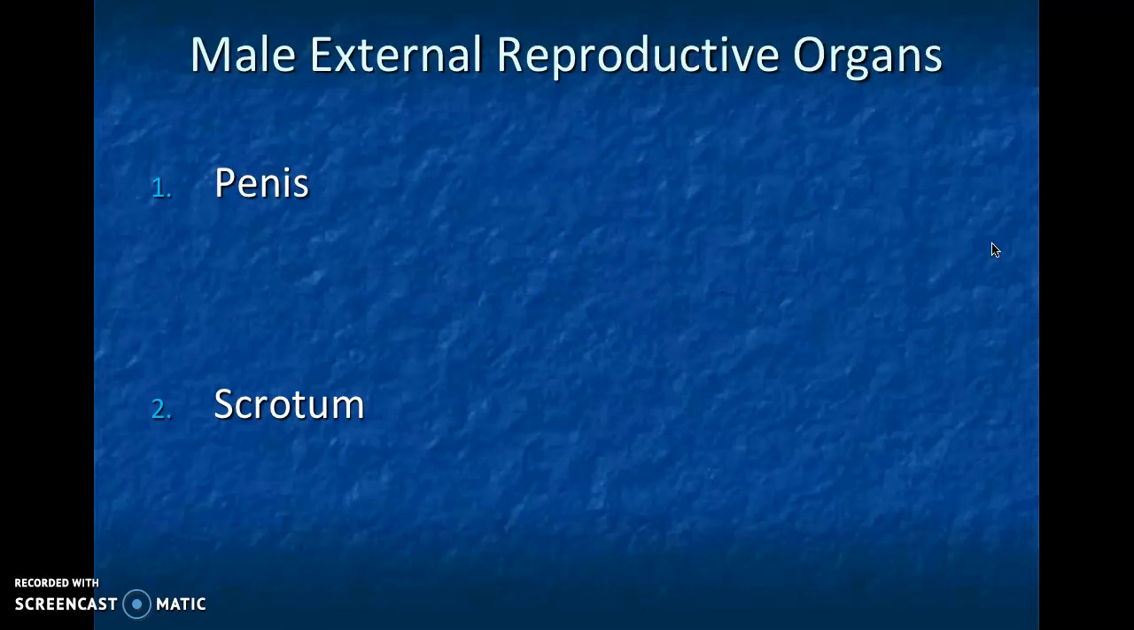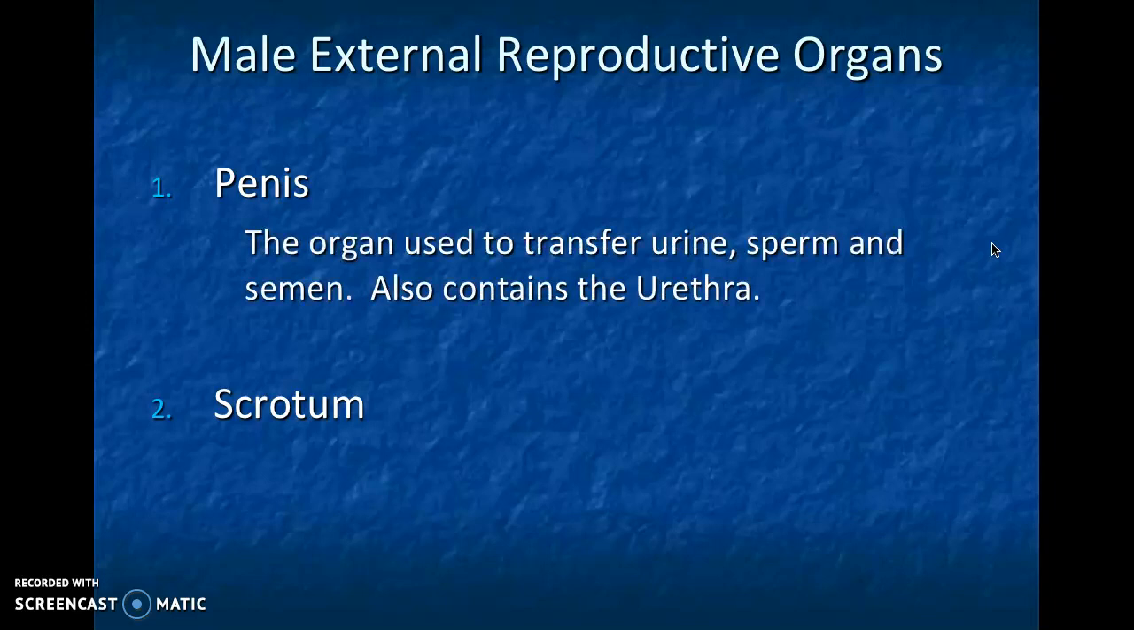So for the male reproductive organs, as far as external organs go, the definition for penis is the organ used to transfer urine, sperm, and semen. Also contains the urethra. A lot of questions I get in my health class are, what's the difference between sperm and semen? So semen is what contains sperm. There are three glands we're going to go over in just a second that produce semen. Sperm is the actual cell that will penetrate the egg, the ovum. So sperm are within the semen. Hopefully that helps to clear that up if you have that question.